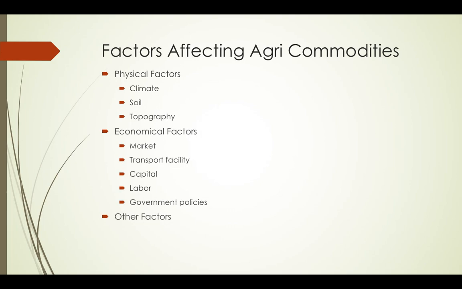Now comes the other factor. Other factor includes the technological development, or we can say that farmers are using modern farm technology in the shape of fertilizers and high yield variety of seeds. Thus, this plays a significant role in the pattern and productivity of the agriculture crops.